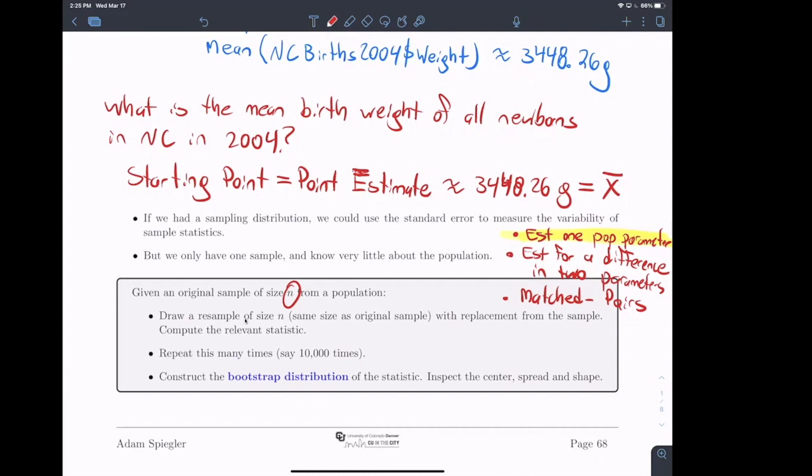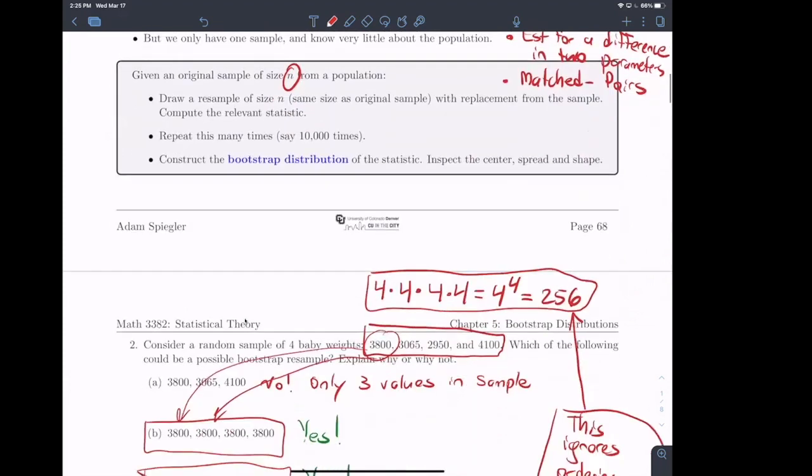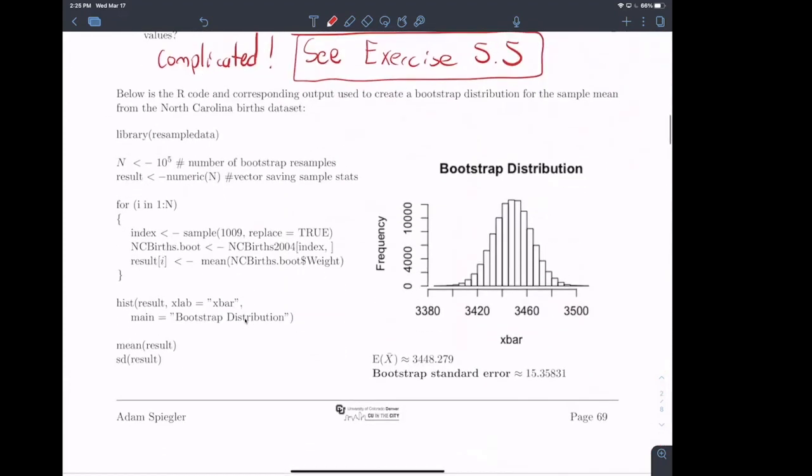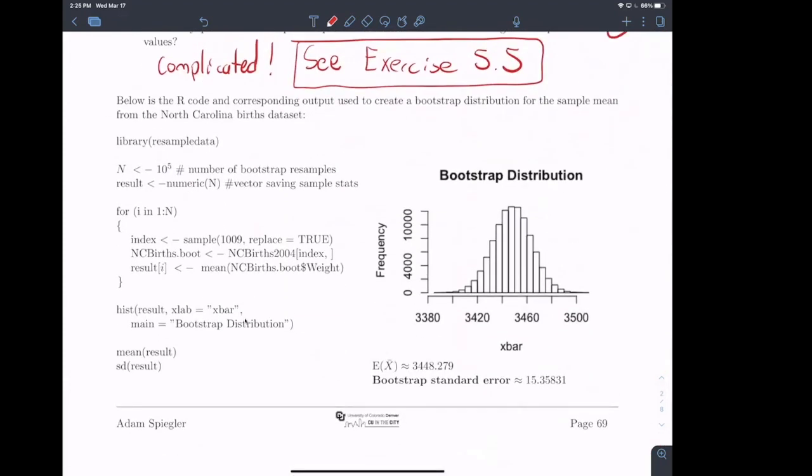Okay, so we have our starting point, and the whole point here is we don't want to be so arrogant as to say our sample is perfect, so the mean weight for all babies is going to exactly equal what I got in my sample. We should build some margin of error into this estimate. And one way to do it is bootstrapping. A really powerful way to do this.